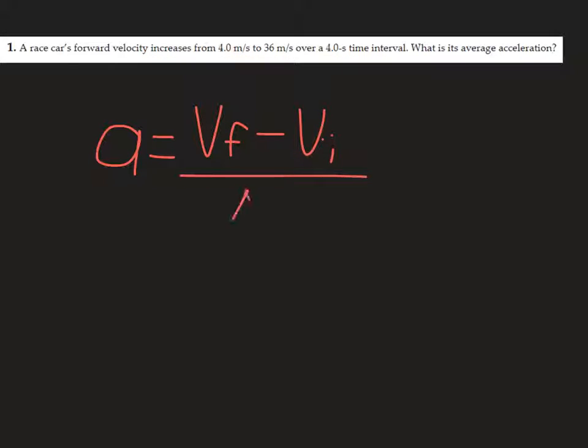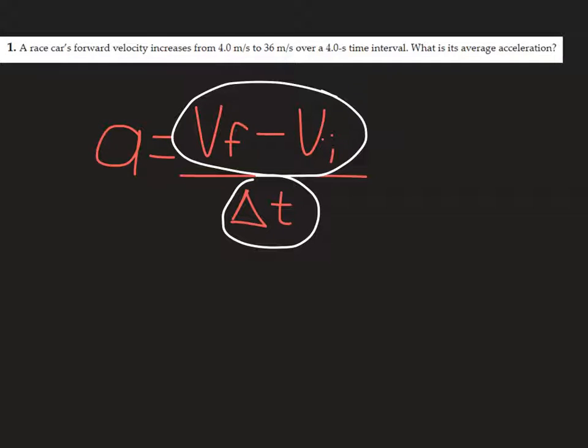this formula right here. The acceleration is equal to the final velocity minus the initial velocity divided by the time interval. What is this change in velocity? This is going to be the change in velocity per unit of time, so we're going to divide by the time interval.